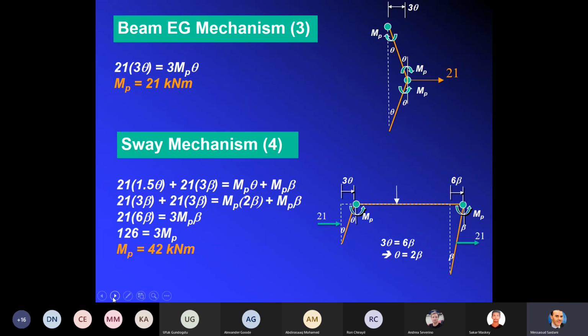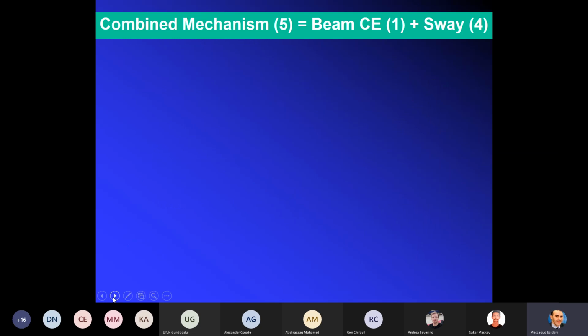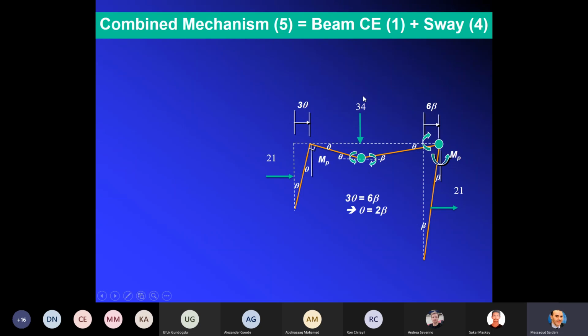So the next mechanisms will be to consider the combination of the individual mechanisms. All right. Now, the first combination is to consider the beam CE with the sway. In other words, we have the vertical loading here, which is the beam mechanism, and we have the sway mechanism, which we have just covered. So when you combine the beam mechanism with the sway mechanism, you get this combined mechanism.